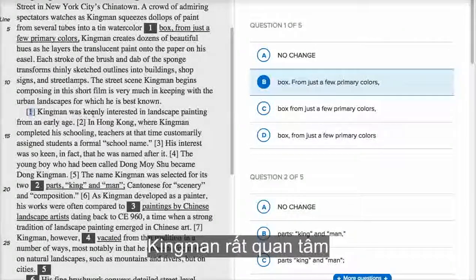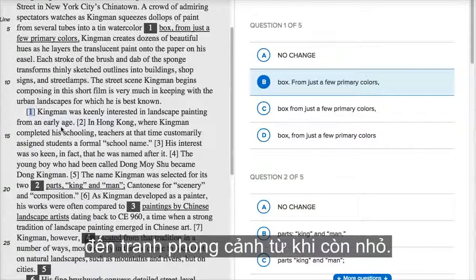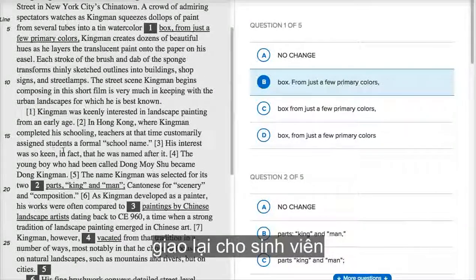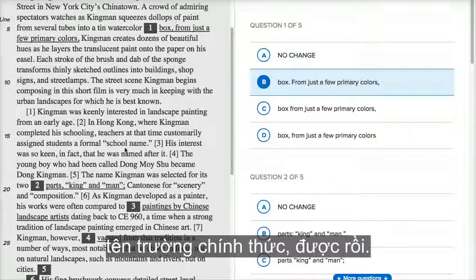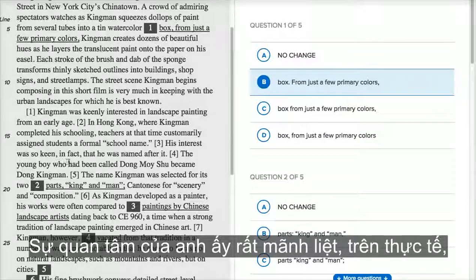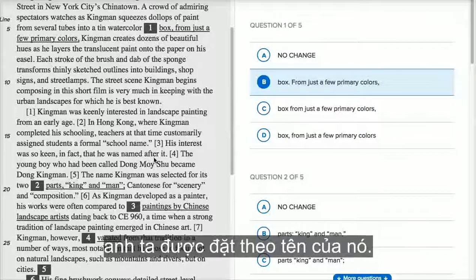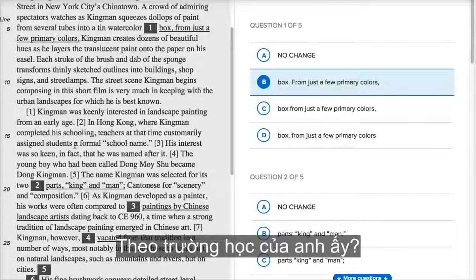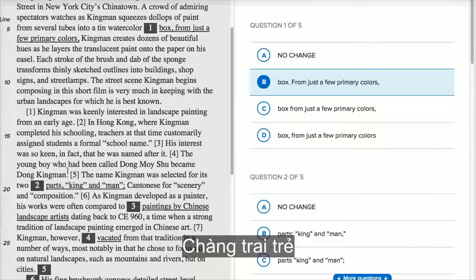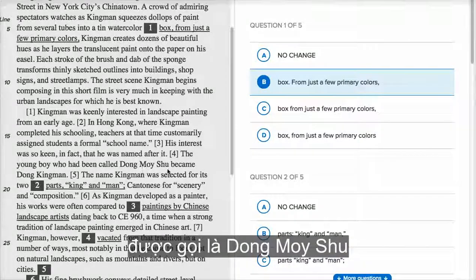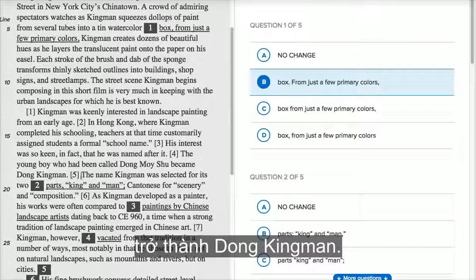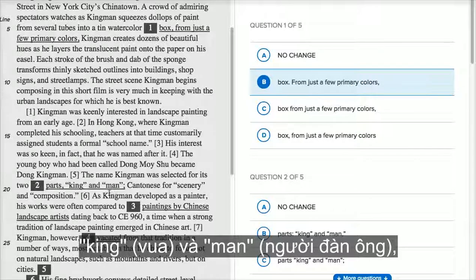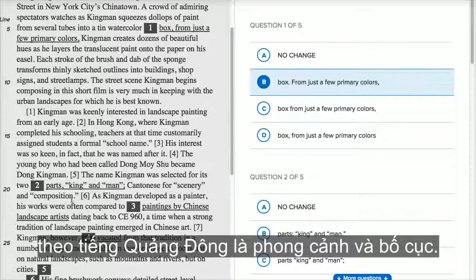So the first sentence is, Kingman was keenly interested in landscape painting from an early age. In Hong Kong, where Kingman completed his schooling, teachers at that time customarily assigned students a formal school name. All right. His interest was so keen, in fact, that he was named after it. That felt a little awkward. He was named after what? After his school? Well, anyway, I'll just keep reading. The young boy who had been called Dong Moi Shu became Dong Kingman. The name Kingman was selected for its two parts, king and man, Cantonese for scenery and composition.